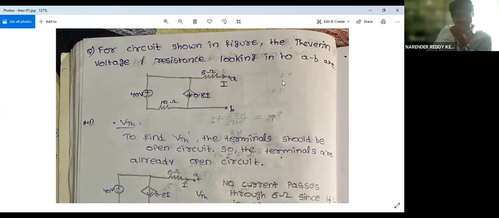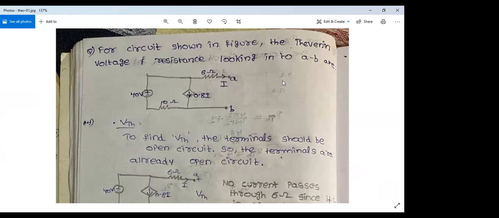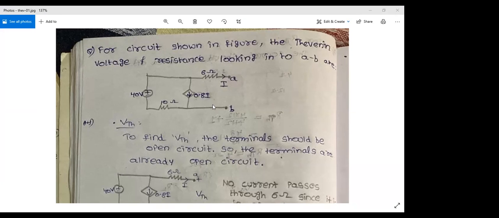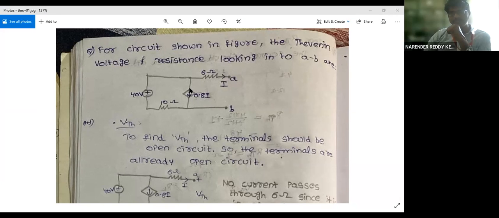Are you there? Two sources, sir. Voltage source and a dependent current source. Yeah, you have two sources, one voltage source of 40 volts and a dependent source. What type of dependent source is that? It's a current dependent current source, right? You have an arrow here, so you could represent it as a current dependent current source. Now what we have to find is to draw the equivalent circuit.